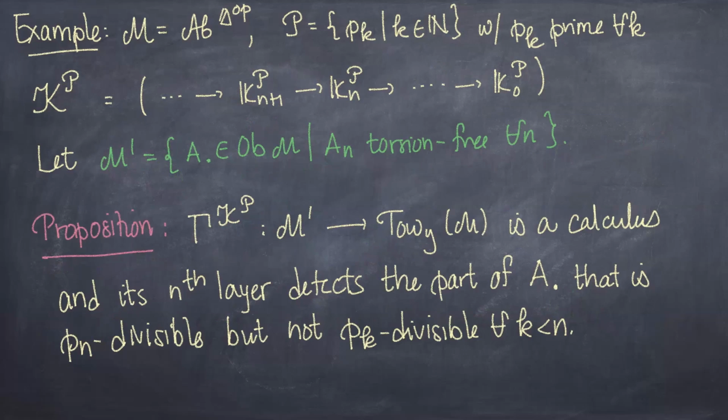And what its nth layer detects is the part of the simplicial abelian group that's pn divisible, but not pk divisible for any k less than n. So it's a rather complementary sort of calculus that one can build up that I'd never seen before we started playing around and looking for examples that were coming from comonads like this.